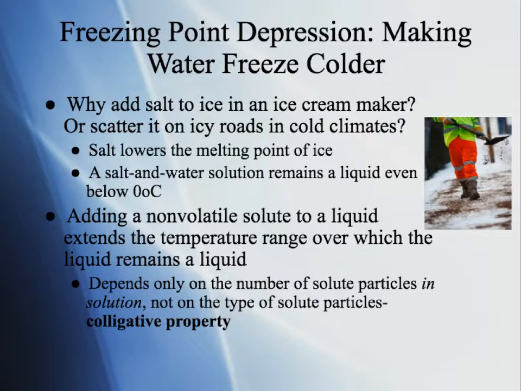A colligative property is one that only depends on the number of solute particles in the solution, not the actual type of solute particles. So whether we put on the sidewalk, for example, 2 grams of salt or 2 grams of sugar, it's going to do the same types of things. It's going to lower the melting point of water.